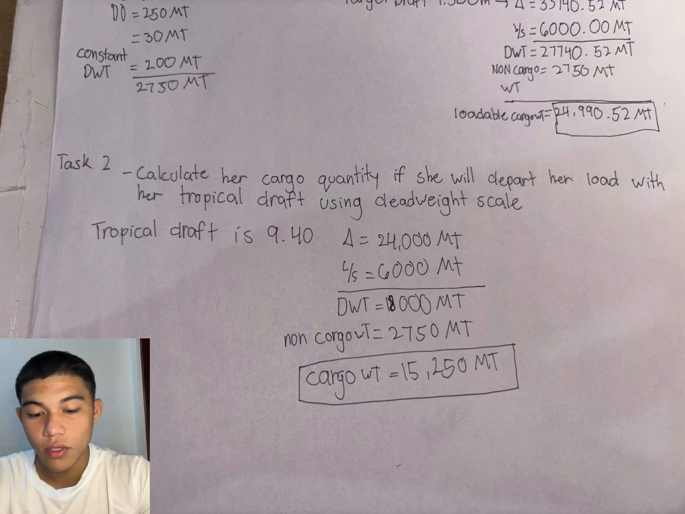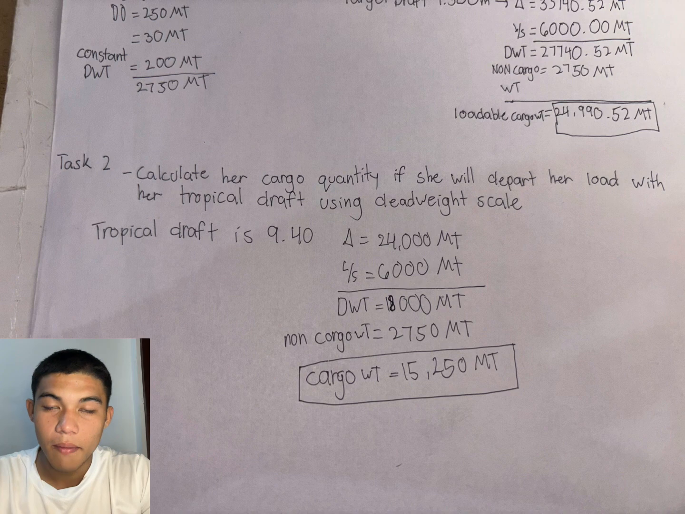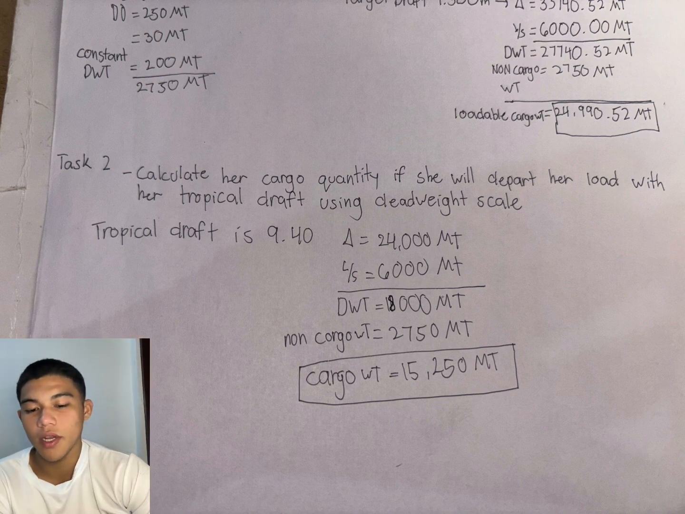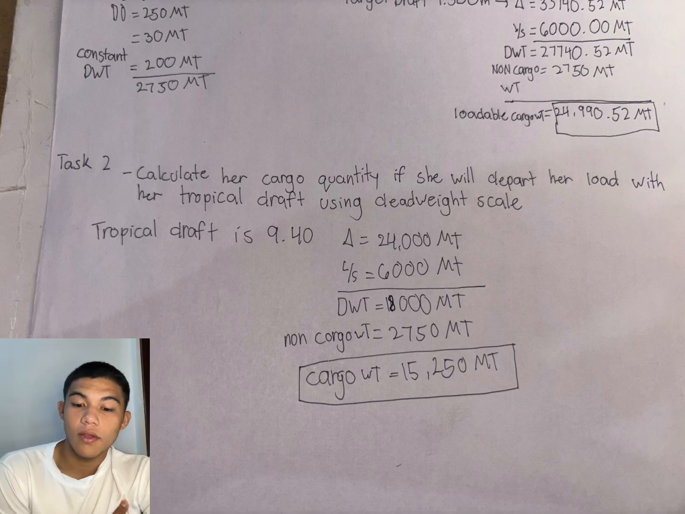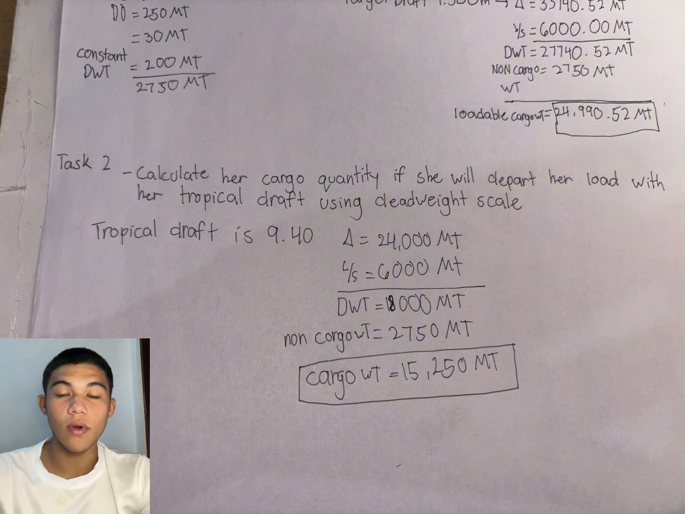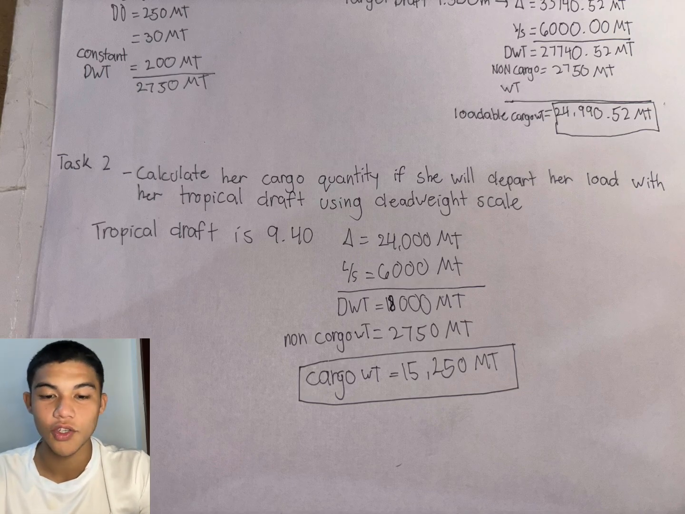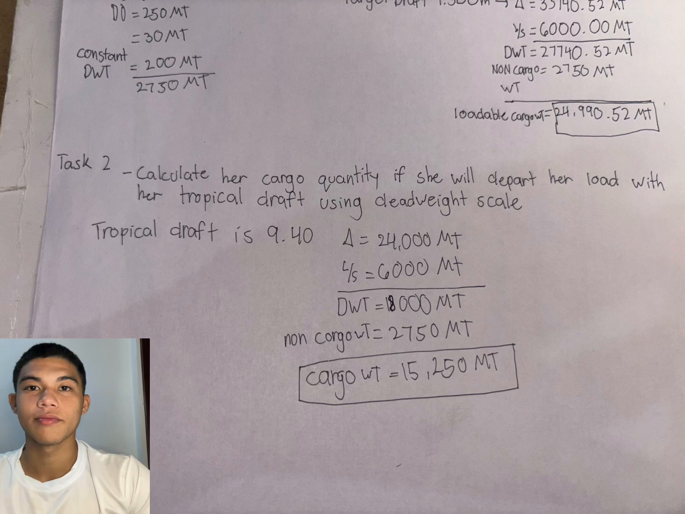And then the non-cargo weight is equivalent to 2,750 metric tons. And if we subtract the two, the deadweight and the non-cargo weight, it will equal the cargo weight, which is 15,250 metric tons. And that will be the answer for task 2.